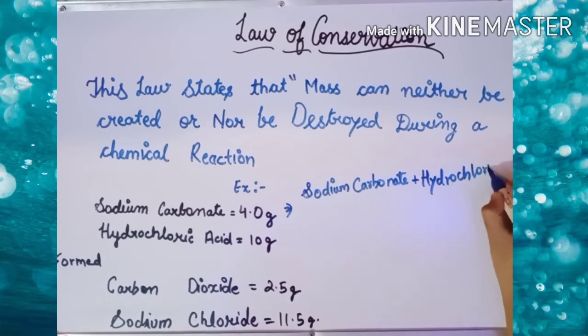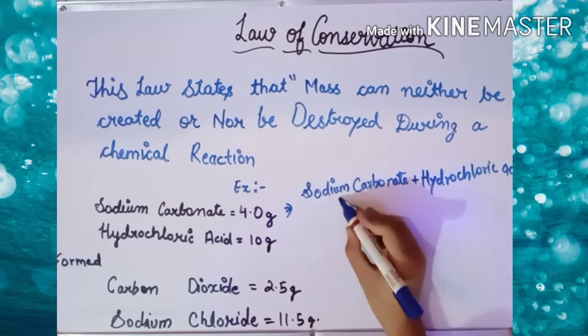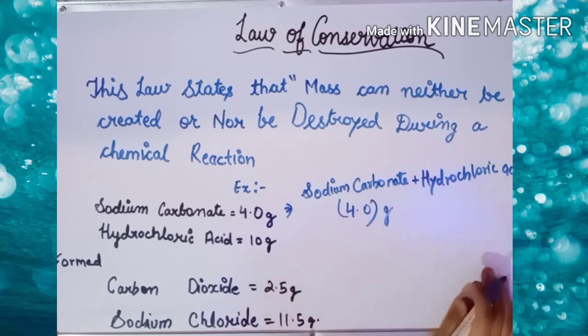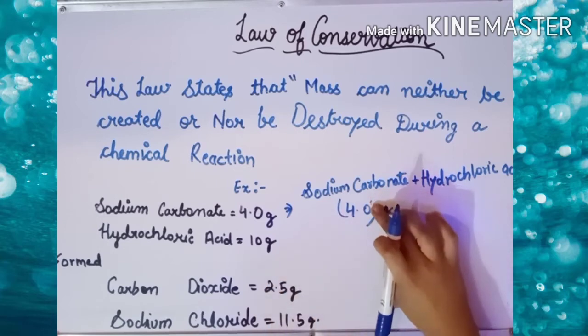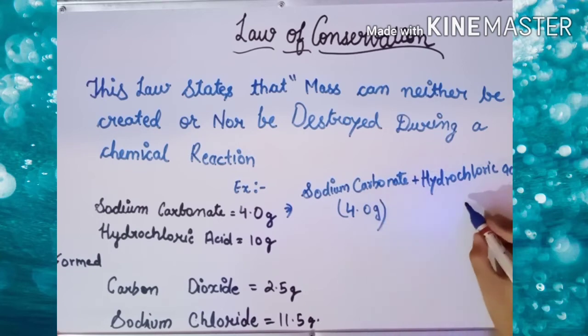I am giving you the explanation step by step. Sodium carbonate plus hydrochloric acid. What was the value of sodium carbonate? We will write here, that was 4.0 grams, and the value of hydrochloric acid was 10.0 gram, or you can say 10 gram, right? This was the value of sodium carbonate and hydrochloric acid.